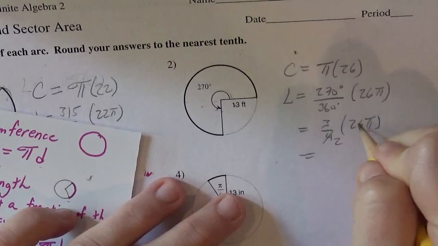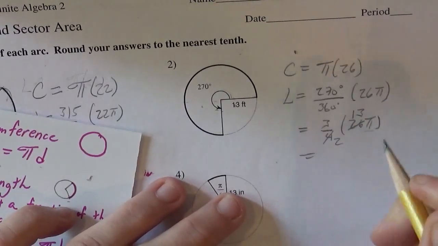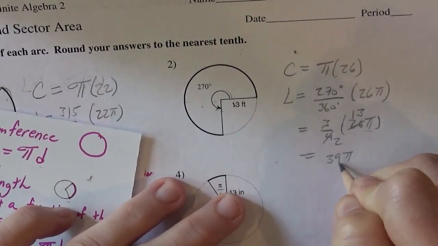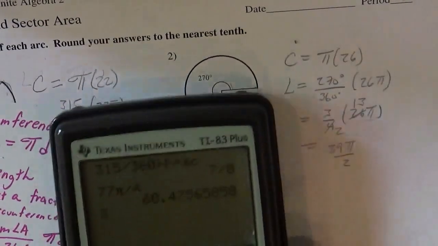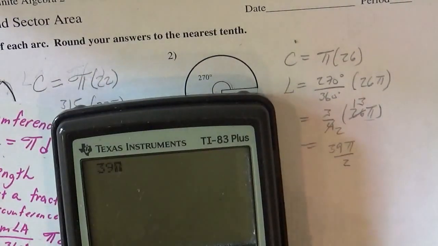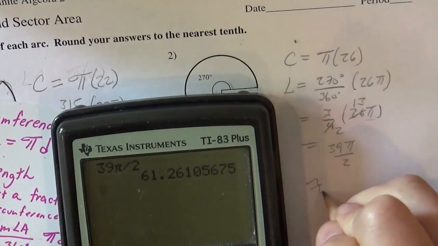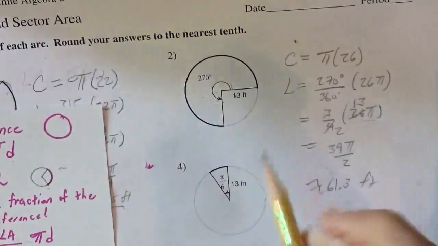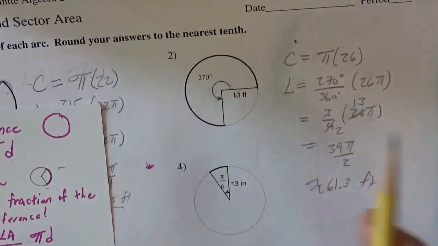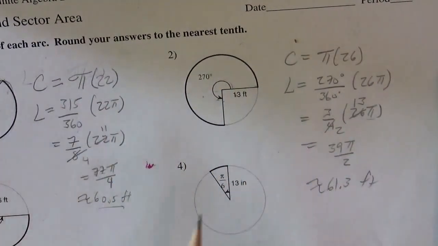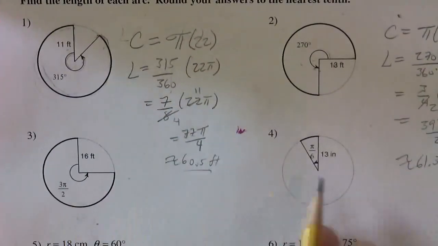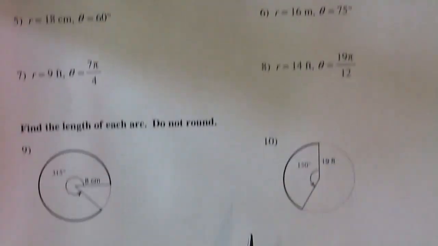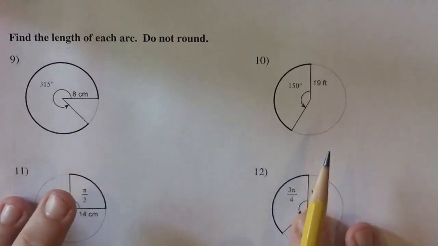So you just want to take 3/4 of 26 pi. We'll reduce this, and we'll take that 13, so this will be 39 pi over 2. And if you just punch that in on your calculator, 39 pi divided by 2, you'll get about 61.3 feet. So if you were to walk around this way, you would go about 61.3. These guys are in radians. I'll do those later. Let's go back to degrees.